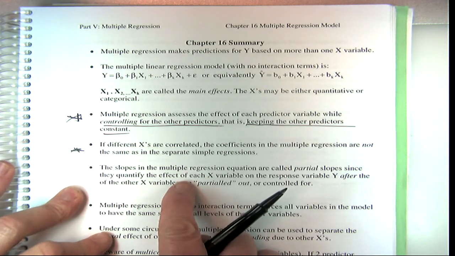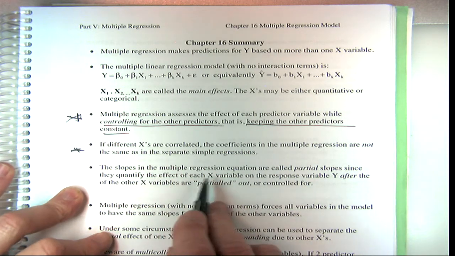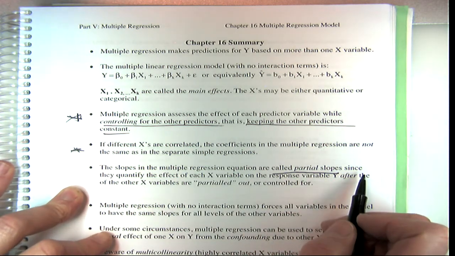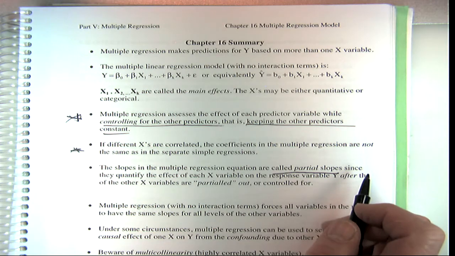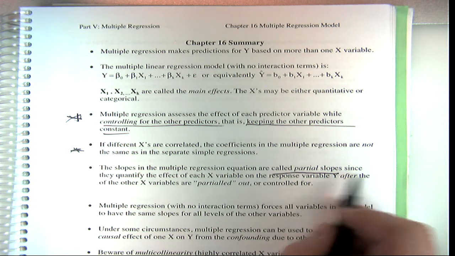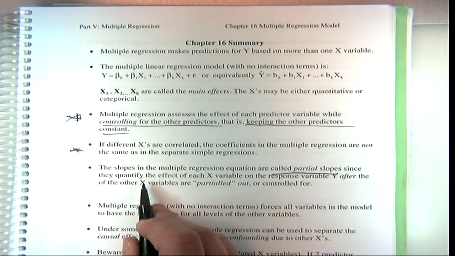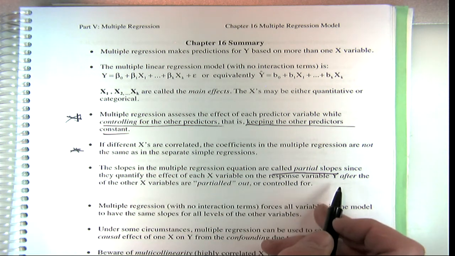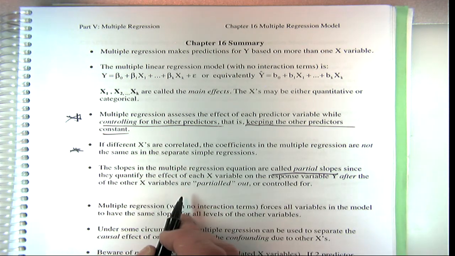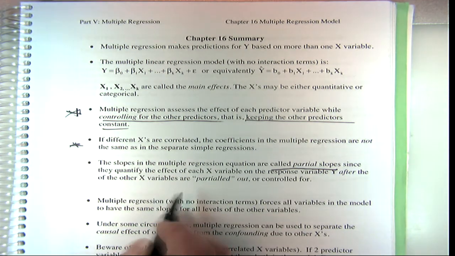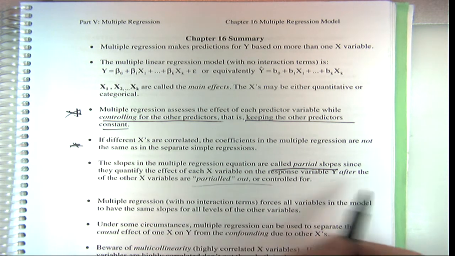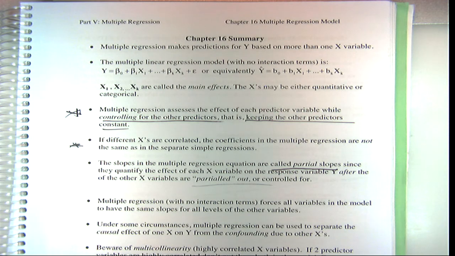So these slopes, when you are in the multiple regression, are sometimes called partial slopes. I like that word because I think it helps you understand what's going on. So it's called partial slopes since they quantify the effect of each x variable on the response variable y after the other variables are partialed out or controlled for. So they're separating all the effects, partialing them out. I like terms that help you understand what's going on.